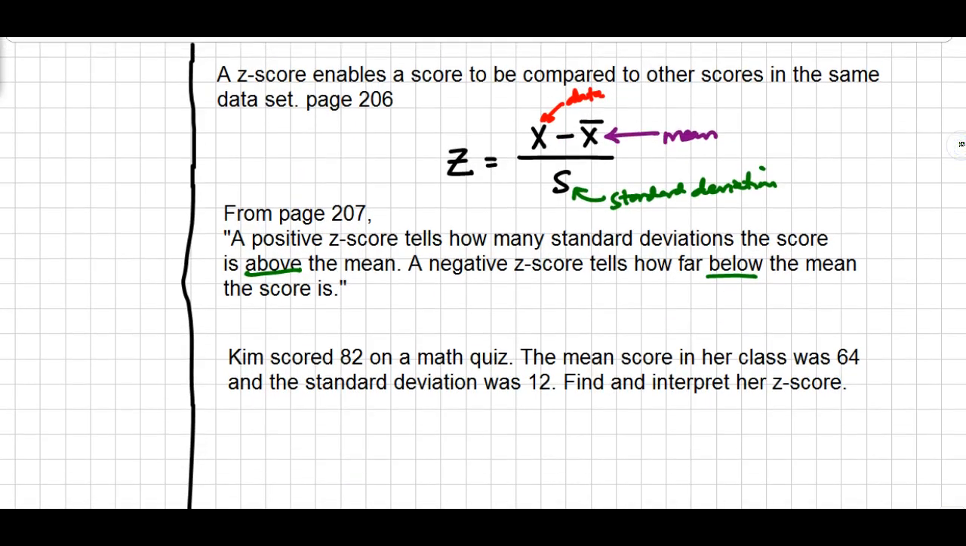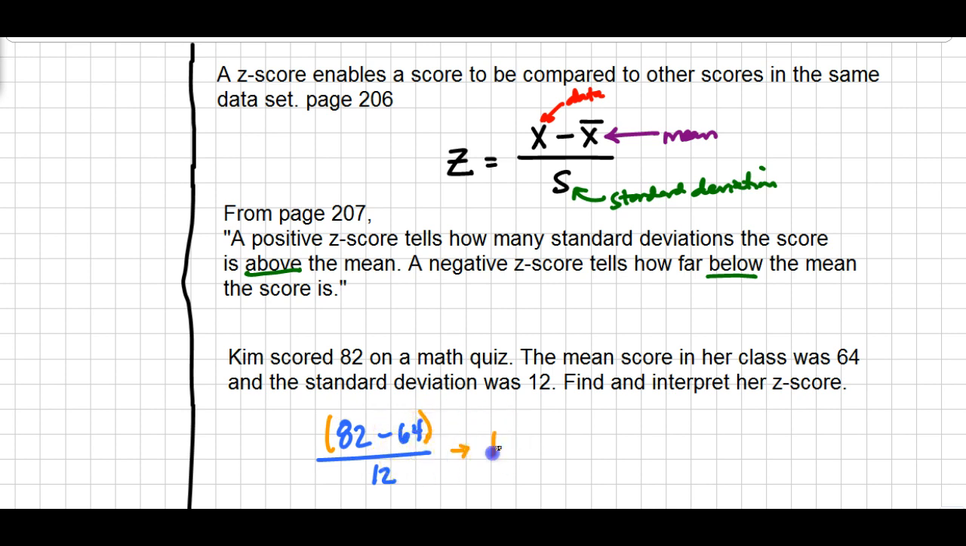So let's look at an example. Kim scored 82 on a math quiz. The mean score in her class was 64 and the standard deviation was 12. Find and interpret her z-score. So her piece of data, her score, is the x. We're going to take away from that the average, and then we're going to divide by the standard deviation. Keep in mind here when you are calculating, there are imaginary parentheses on the top of this fraction, so you'll want to subtract first and then divide.